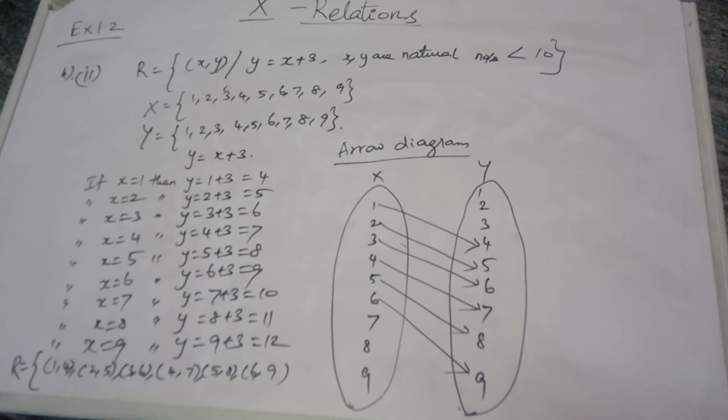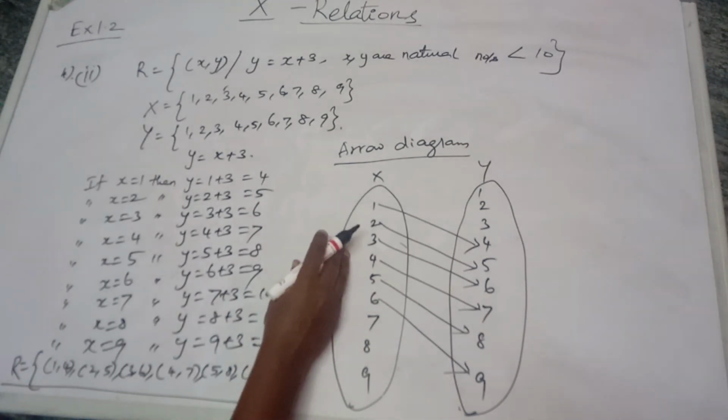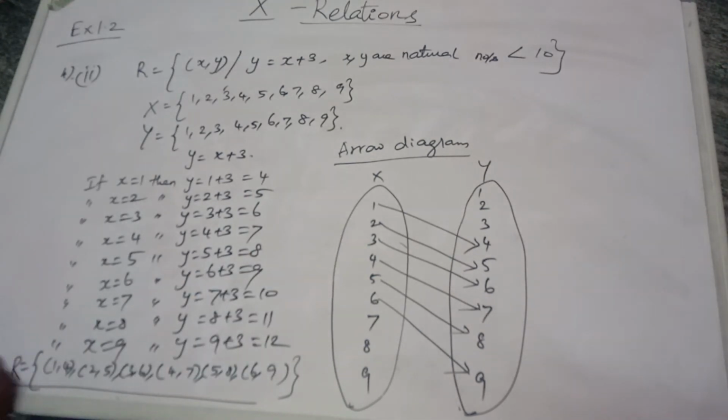The roster form we have also written. This is the roster form. Directly we have to write the ordered pairs of the elements in set notation. This is the arrow diagram and this is the roster form.